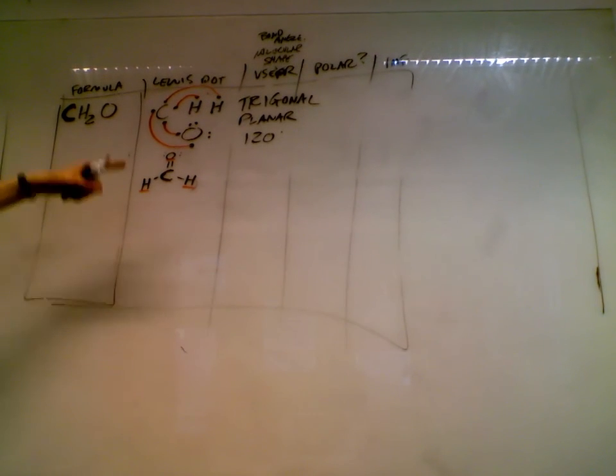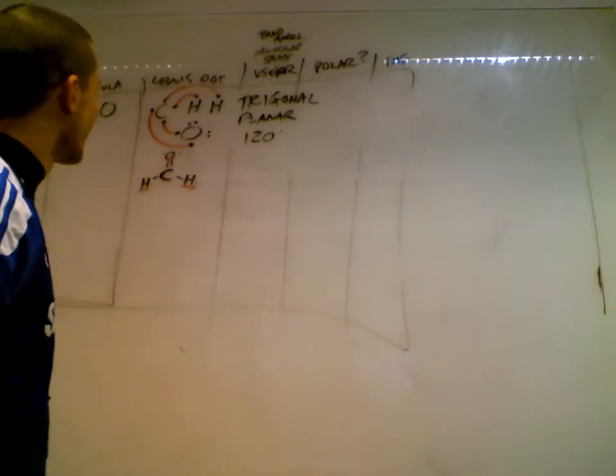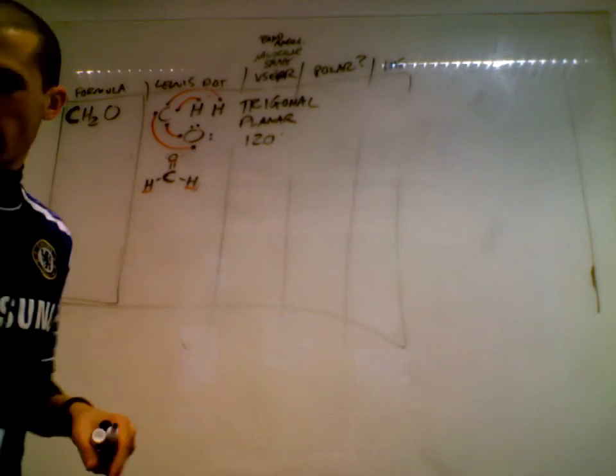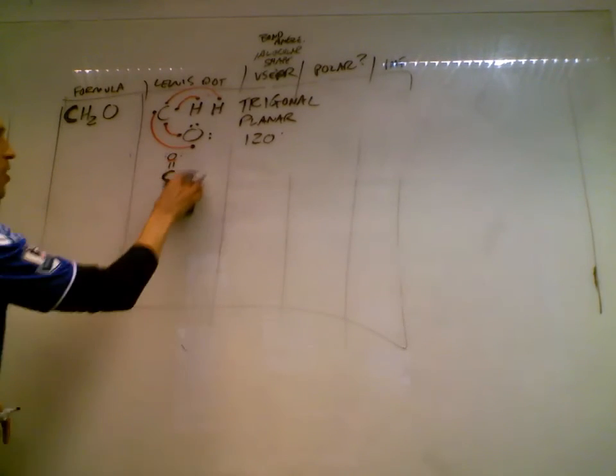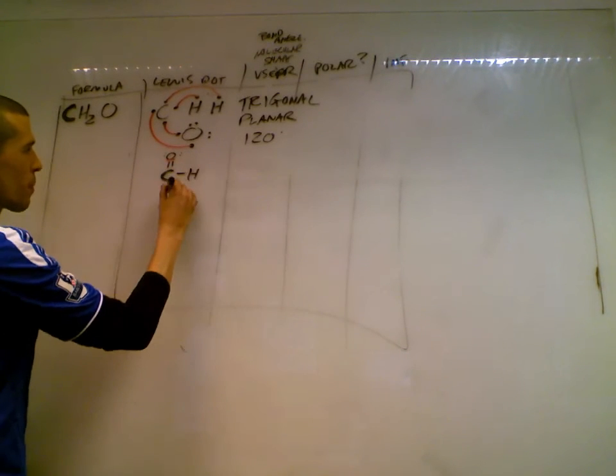120. Nice. How do we know how to draw that? I just drew it like that artificially because I already knew what the answer was. So you might just draw it like this, and that'd be fine.